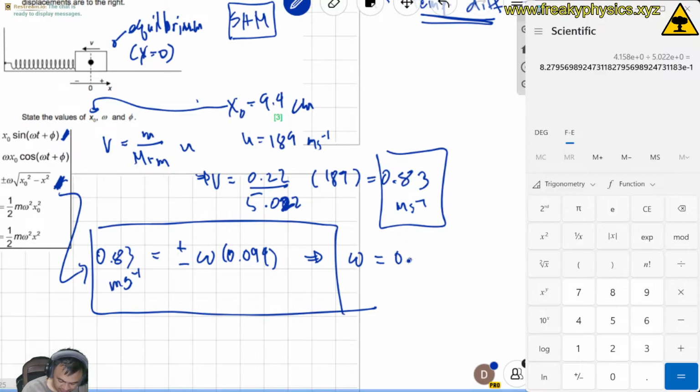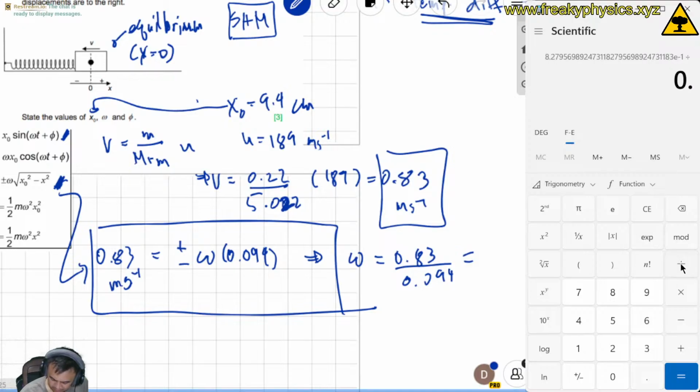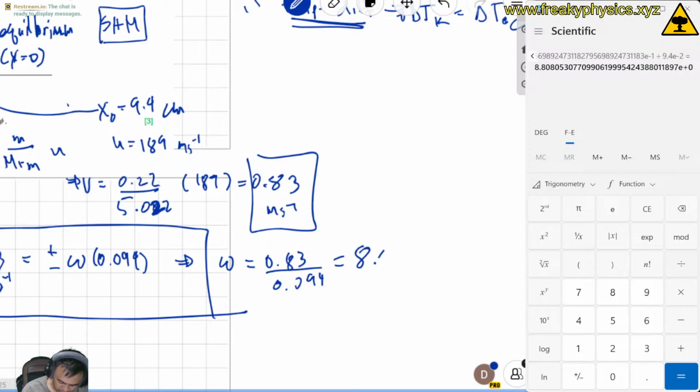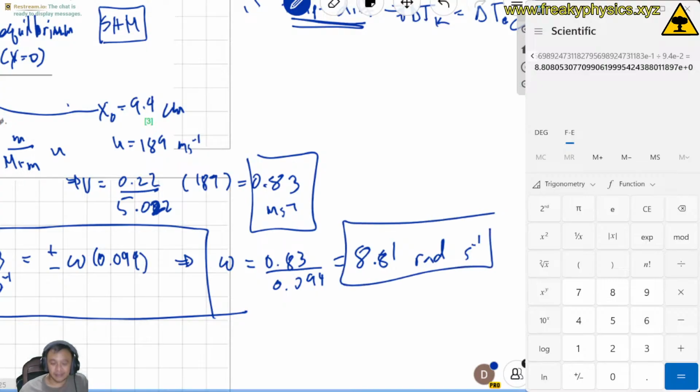Okay, so it's gonna be 0.83 over 0.094. Calculator. We'll divide this by 0.094, and that gives us 8.81. This is already gonna be in radians per second. Okay, so we've found omega, we've found x0.